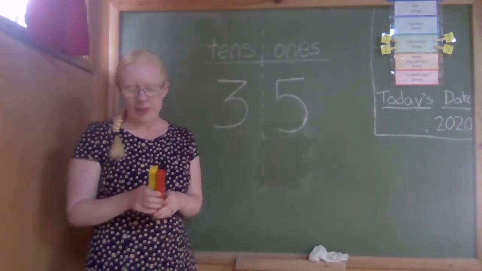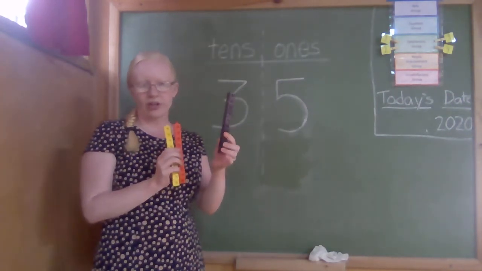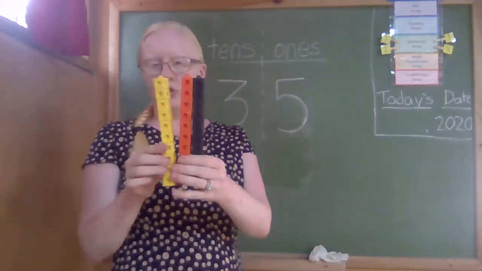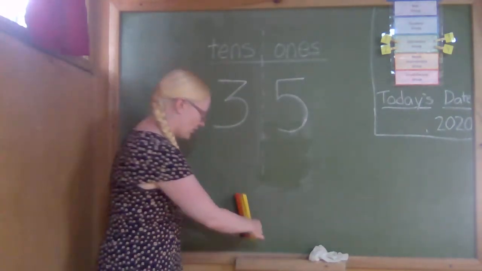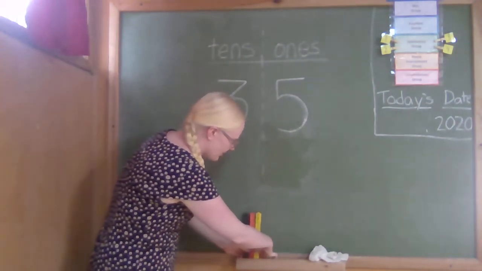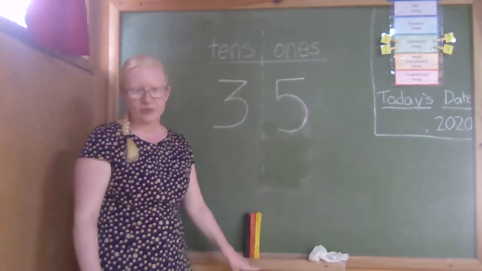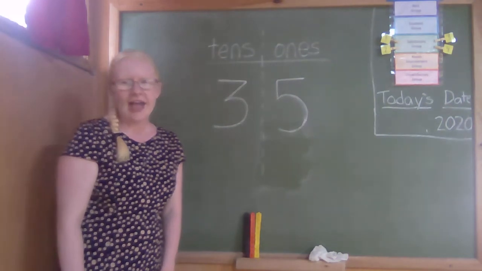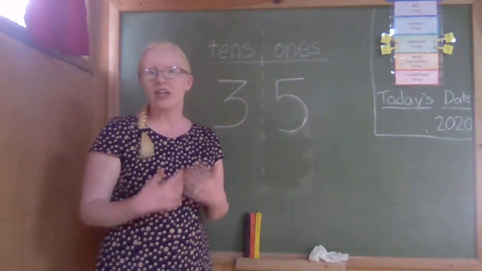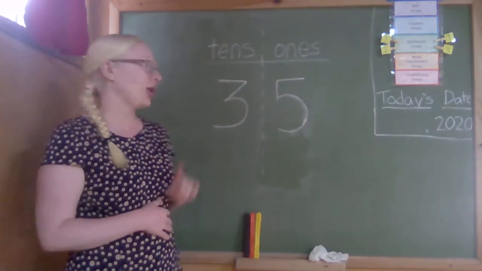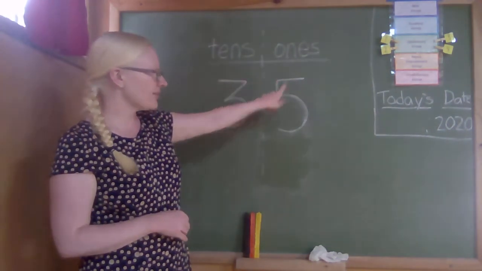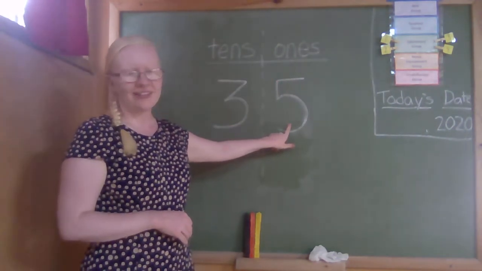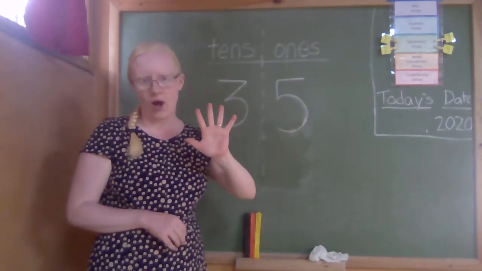Now, if you remember, we also used our counters. Remember, we've got our groups of 10 here that are all stacked together in one stack. So we have 1, 2, 3 groups of 10, right? Now my next question is how many ones are in the number 35? Go to that ones column. How many ones? 5 ones.